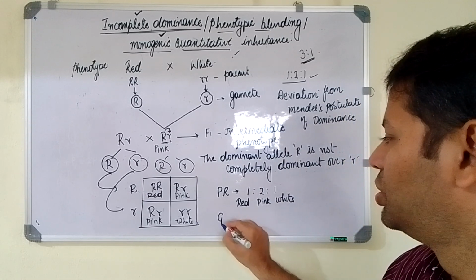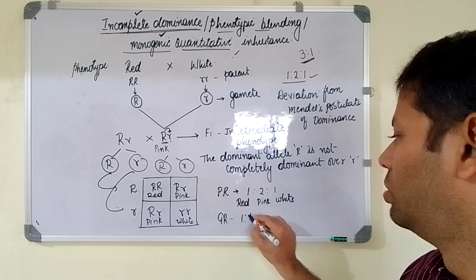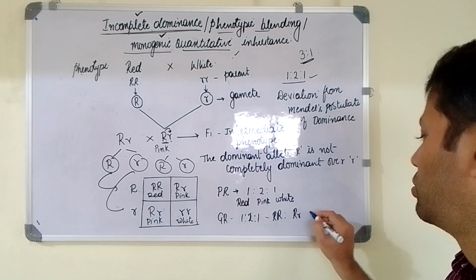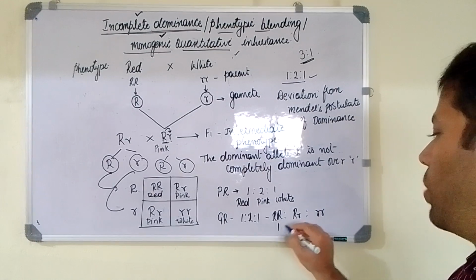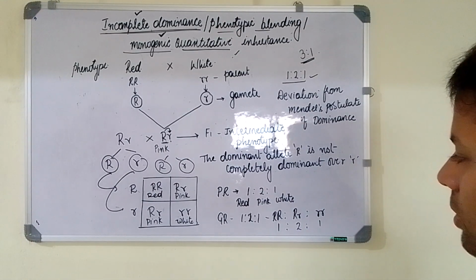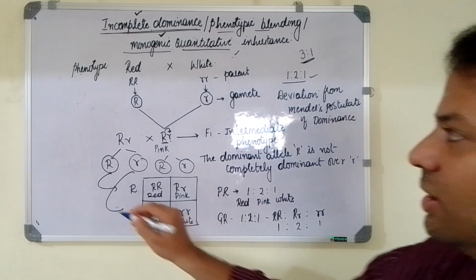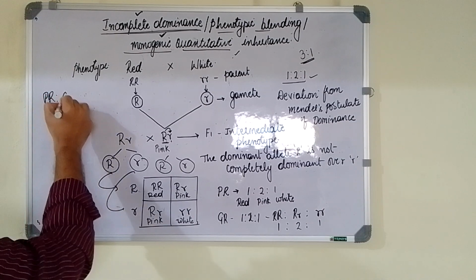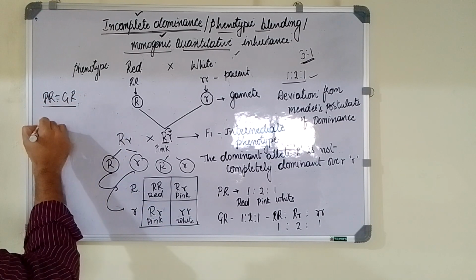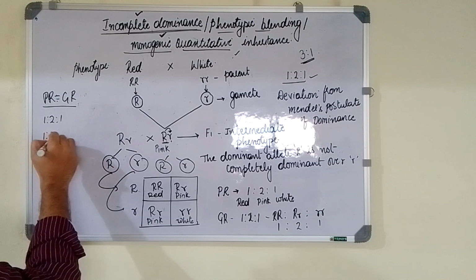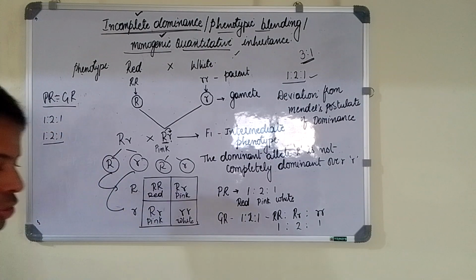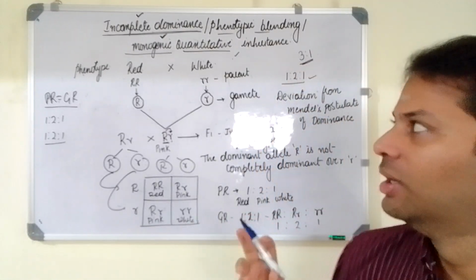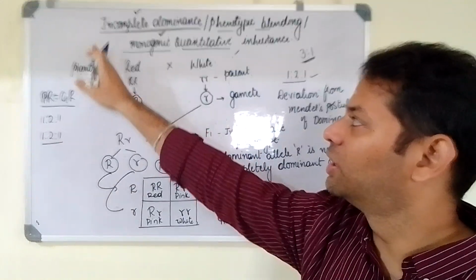1:2:1. If you look at the genotypic ratio, it is also 1:2:1: capital R is 1, capital R small r is 2, and small r is 1. So here in the case of this monohybrid cross, if we see the phenotypic ratio and the genotypic ratio, both of them are the same. Both of them are 1:2:1. So this is about the monohybrid cross, which is a deviation from Mendel's law, explaining the incomplete dominance.